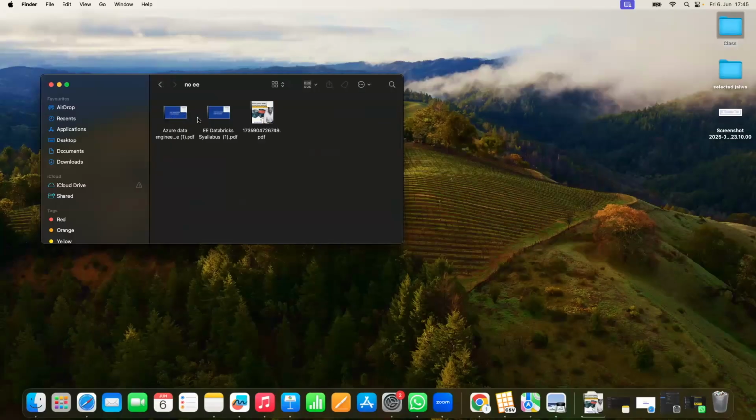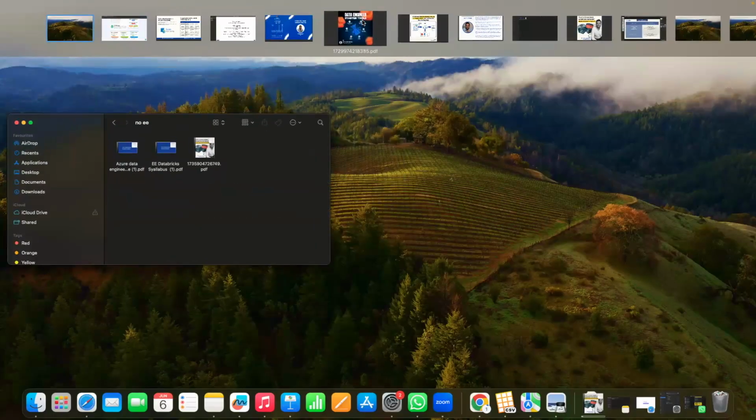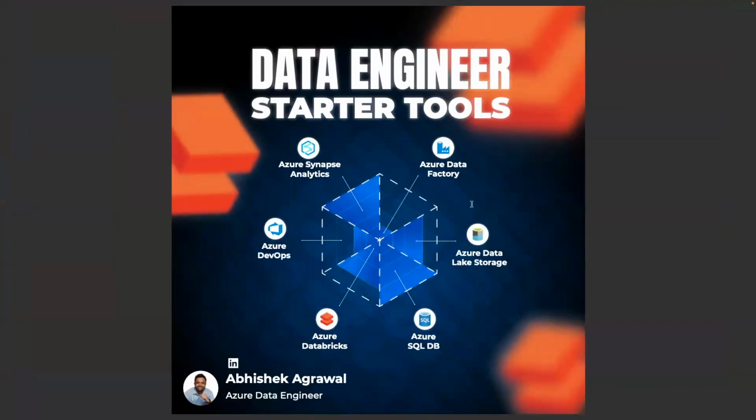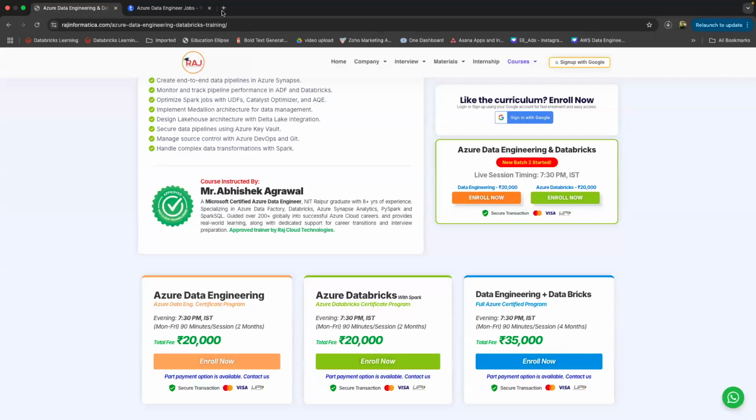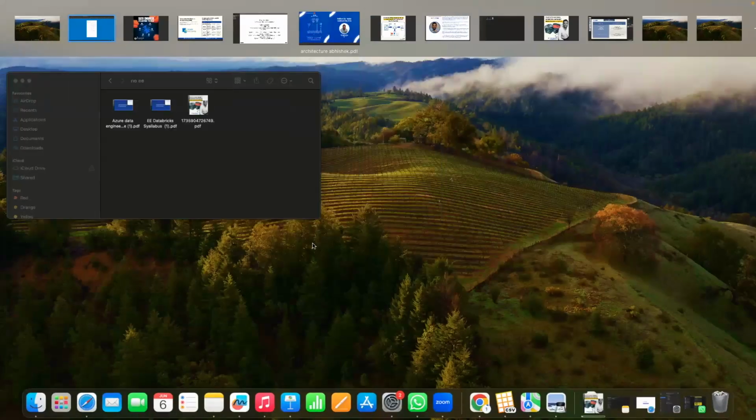All right, guys. So now in the Azure Data Engineering course, what will we be learning, right? As I told, over here we have many tools: Azure Data Factory, Data Lake, SQL DB, Databricks, DevOps, Synapse Analytics, right? So all of the tools are here. But when you are trying to learn data migration, for example, when I'm trying to migrate the data, right? So I'm just trying to go over here now.